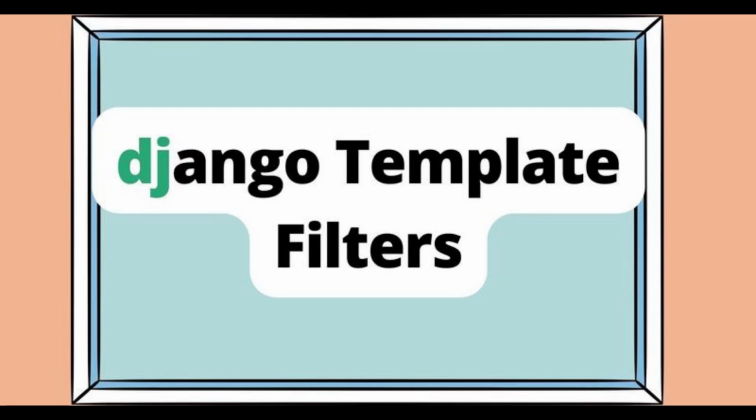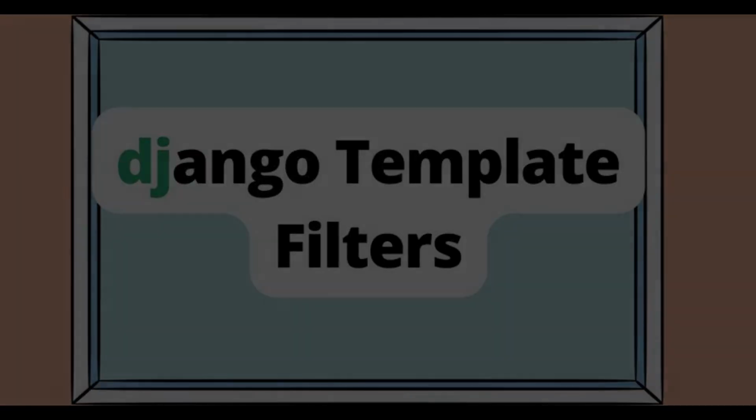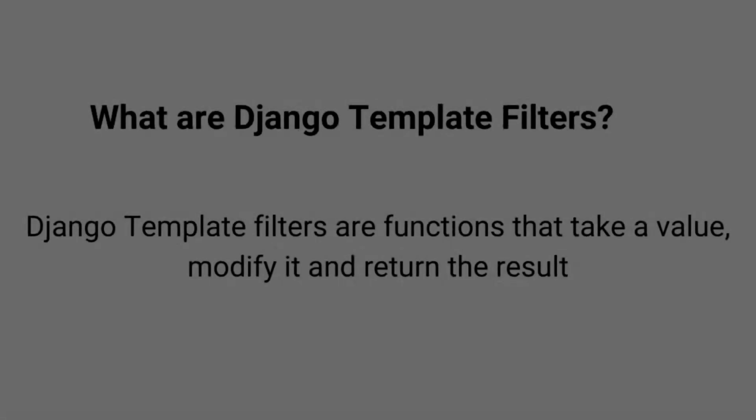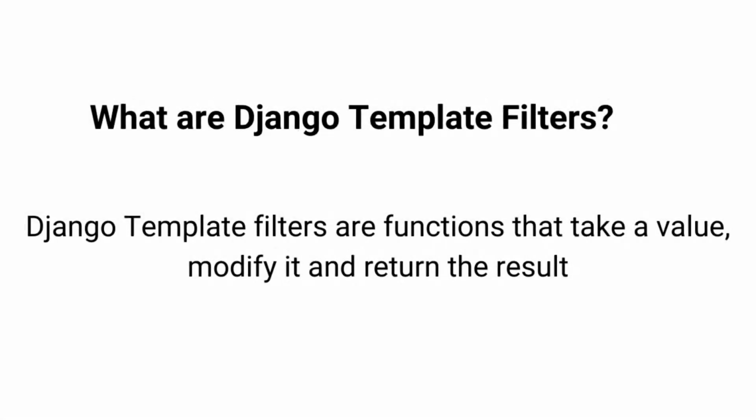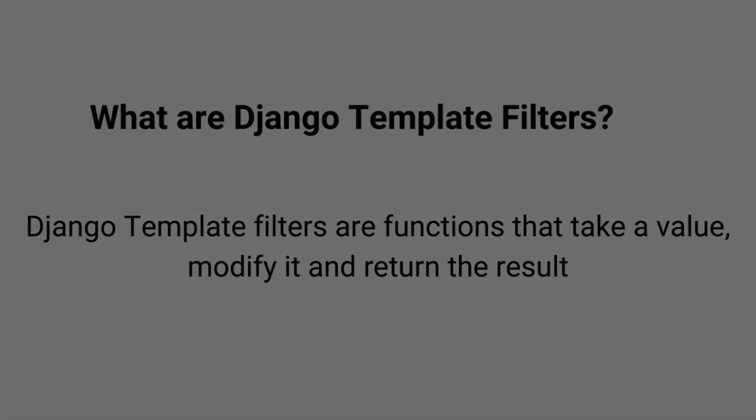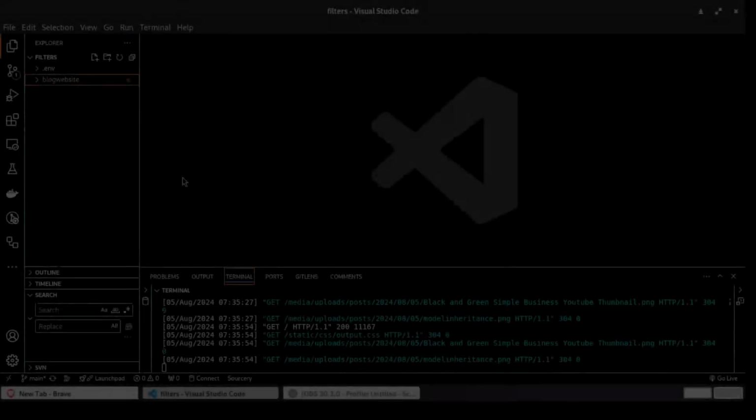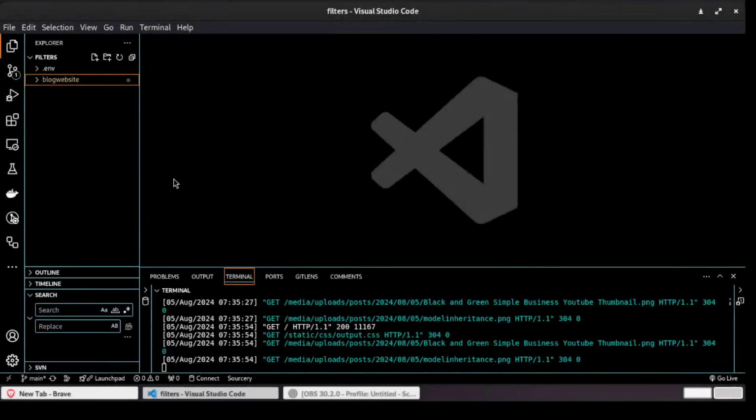First of all, before we dive into how to use Django template filters, let's understand what Django template filters are. Django template filters are simple functions that take a value, modify it, and return the result. They are used to alter the display of variables in Django templates. Filters are applied using the pipe character.